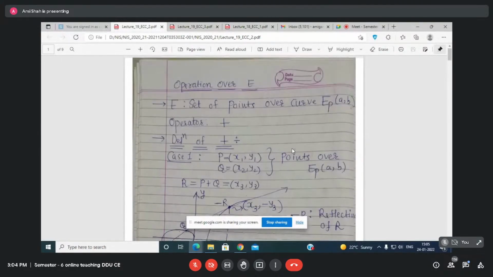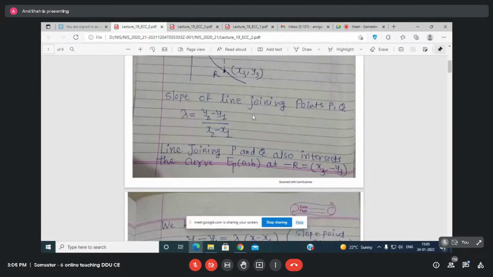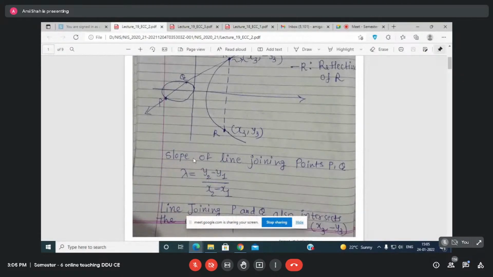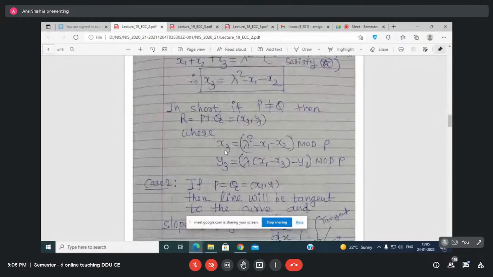So what you have to remember, if you want to perform the addition on 2 points, and where the x coordinates and y coordinates are different, in that scenario, the lambda you have to calculate by using y2 minus y1 divided by x2 minus x1. And then how to find the value of x3 and y3? For that, you have to use this equation: x3 equals lambda square minus x1 minus x2 mod p, y3 equals lambda in bracket x1 minus x3 minus y1 mod p. Okay, so this formula you have to remember, where lambda is y2 minus y1 divided by x2 minus x1.